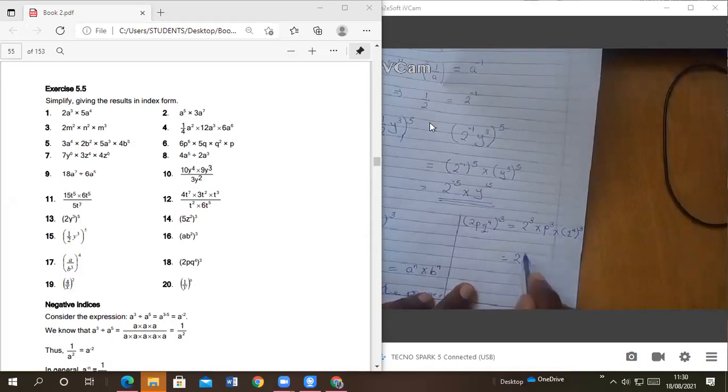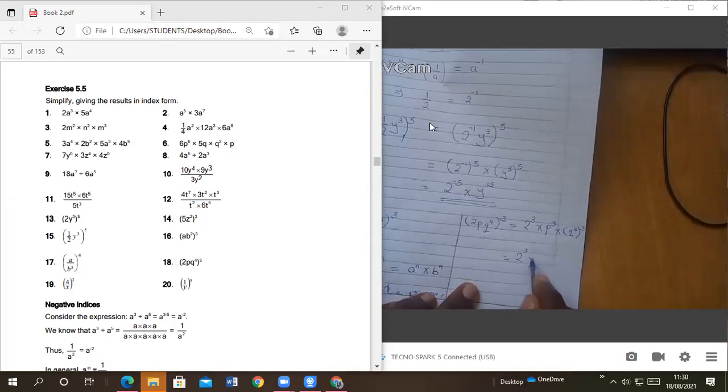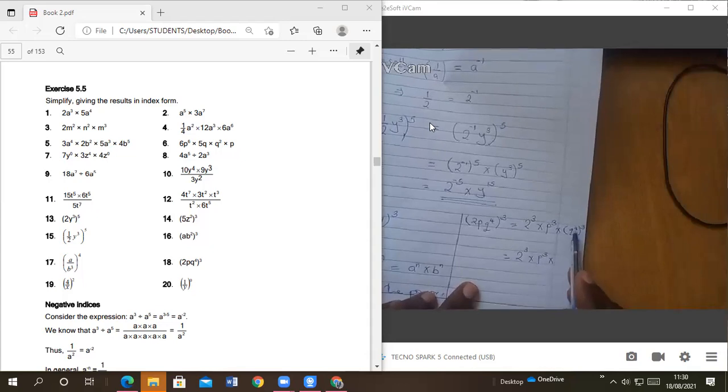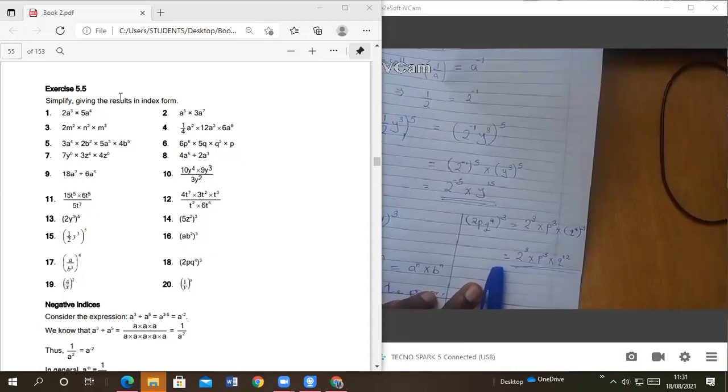So we shall have 2 to the power 3 times p to the power 3 times q to the power 12. Have you seen that? Yes. So we leave our answer like that because the question here is very clear: leaving the results in index form. Are you together? So we leave our answer like that.